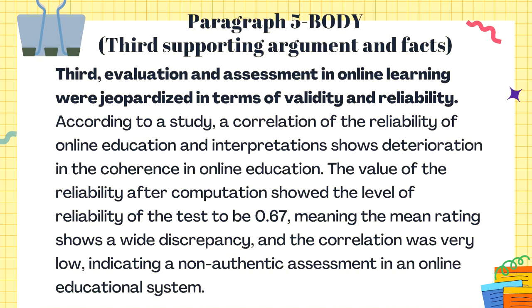According to a study, a correlation of the reliability of online education and interpretations shows deterioration in the coherence in online education. The value of the reliability after computation showed the level of reliability of the test to be 0.67, meaning the mean rating shows a wide discrepancy. And the correlation was very low, indicating a non-authentic assessment in an online educational system. Again, the highlighted text is the final argument, and the succeeding text is the facts presented.